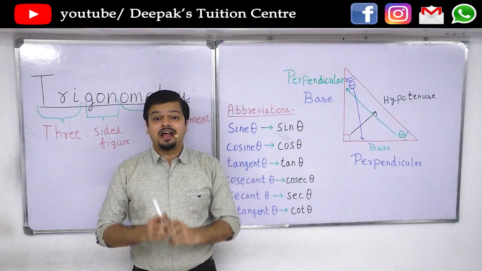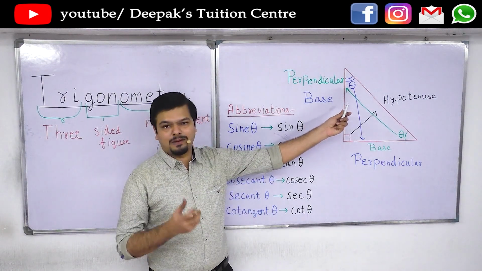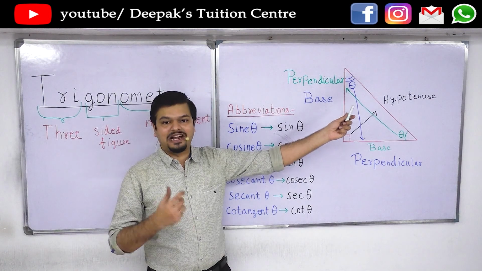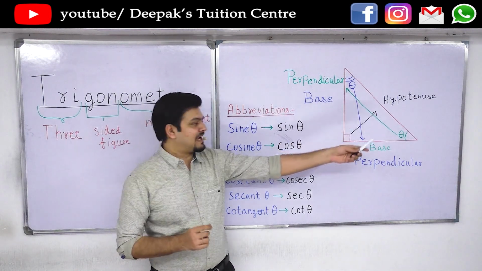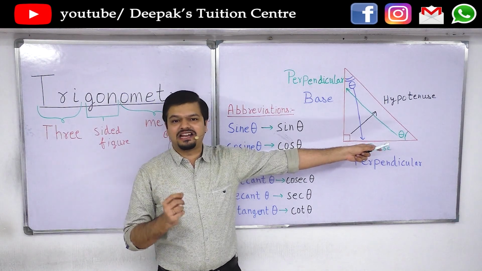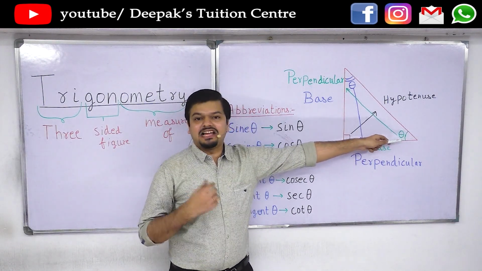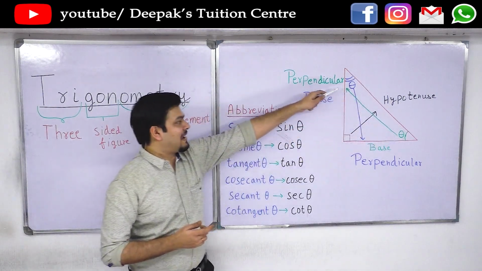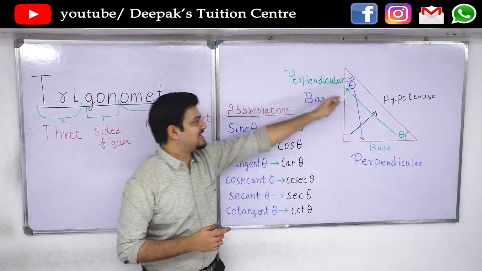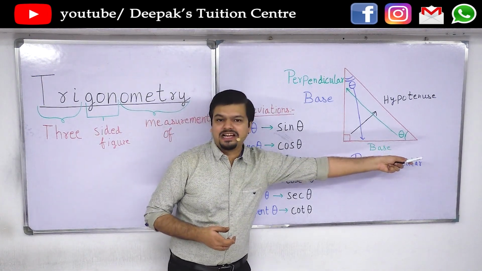But in this chapter, perpendicular or base are switchable. So if you want to choose a particular side as perpendicular or base, it completely depends on the angle which is concerned. The angle is symbolized using the Greek letter theta. So if this green angle, that is theta, is chosen, then the perpendicular will be the side opposite to this angle, that is this side, and automatically the third side will become the base.